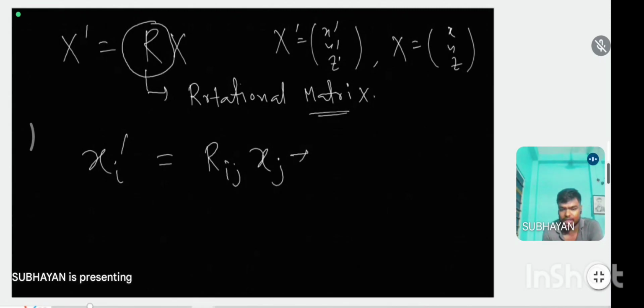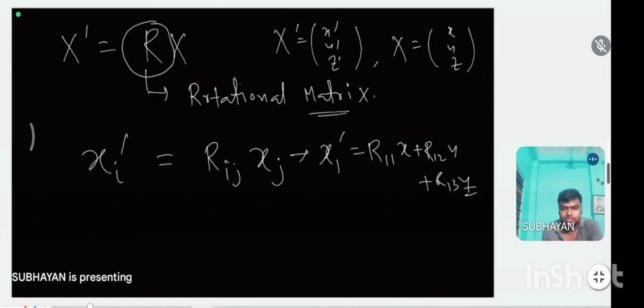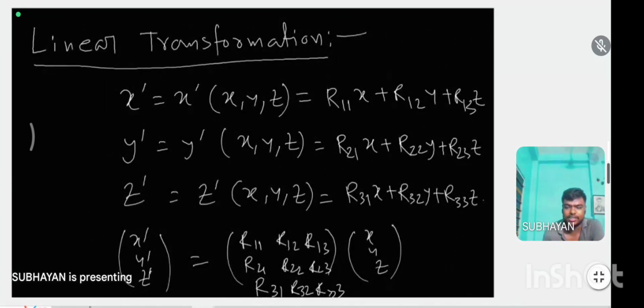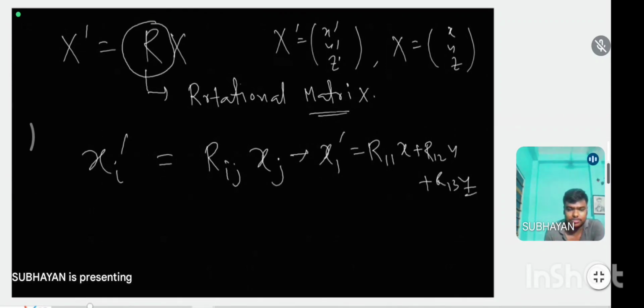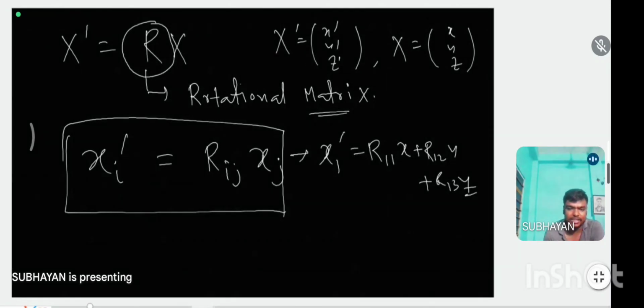Suppose x1 prime. x1 prime will be R11 x plus R12 y plus R13 z. Similarly, if you put i equal to 2, then x2 prime will be R21 x plus R22 y plus R23 z. So all these three equations can be written in contravariant form. And Rij is the ij element of the rotational matrix.